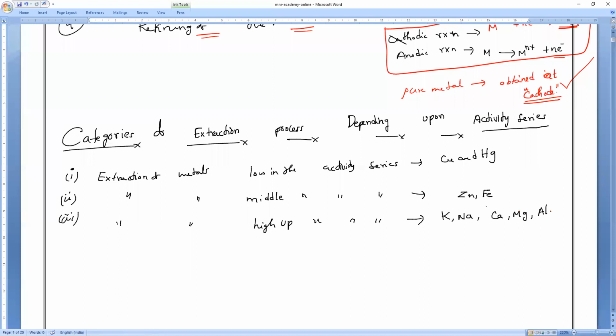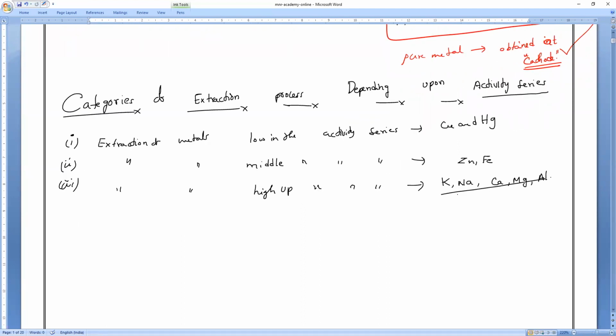Keep in mind, these metals we call highly reactive metals. Do they always exist in free state or combined state? They always exist in combined state because they are highly reactive. That is why they generally exist in the form of oxide or halide ores.